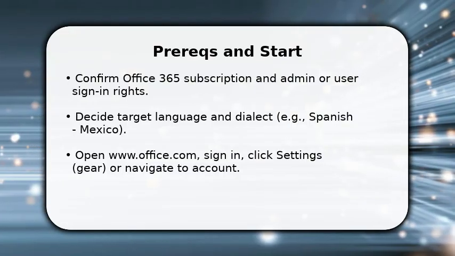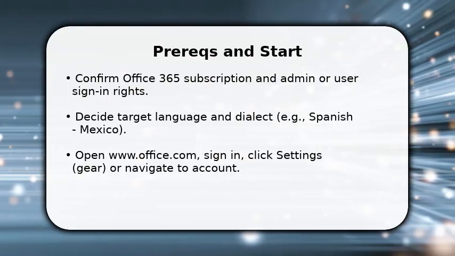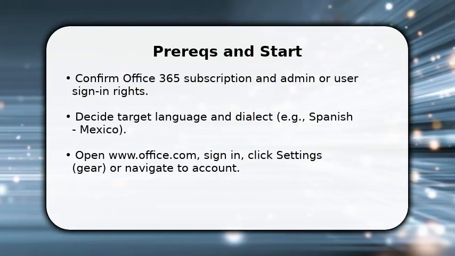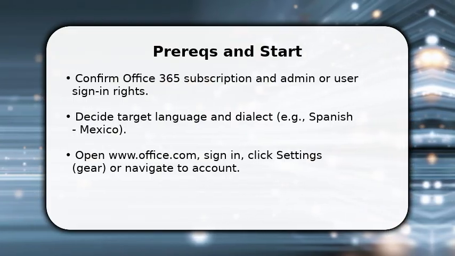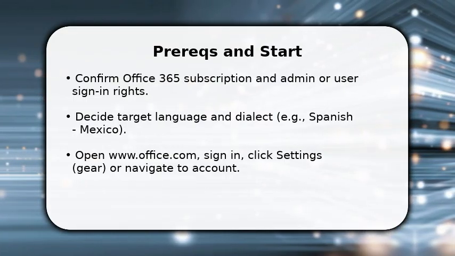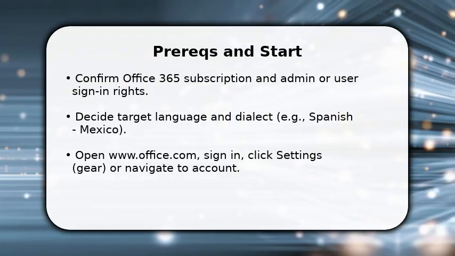You already have access and a target language. Start now. Sign in at Office.com and open the settings gear in the top right. Once there, choose View All Outlook Settings, or, for desktop apps, click Language under Account Settings.